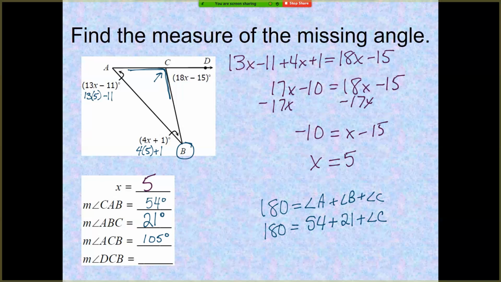And then last thing we need to do is 18 times 5 minus 15, to learn that that angle, or angle DCB, is 75 degrees.